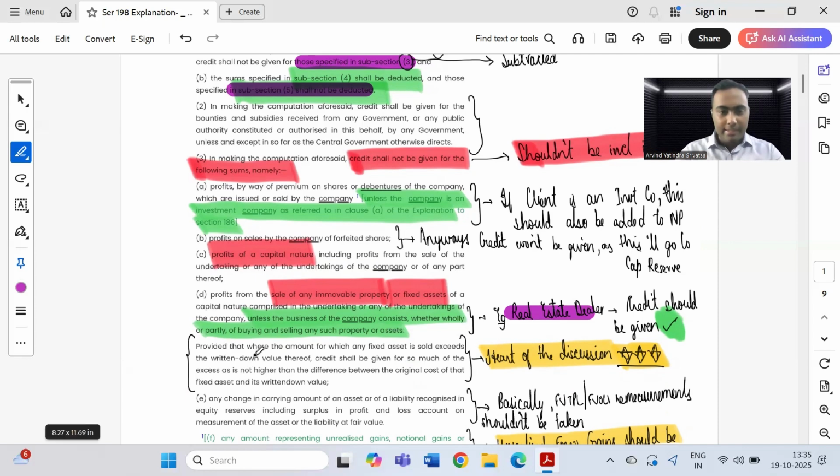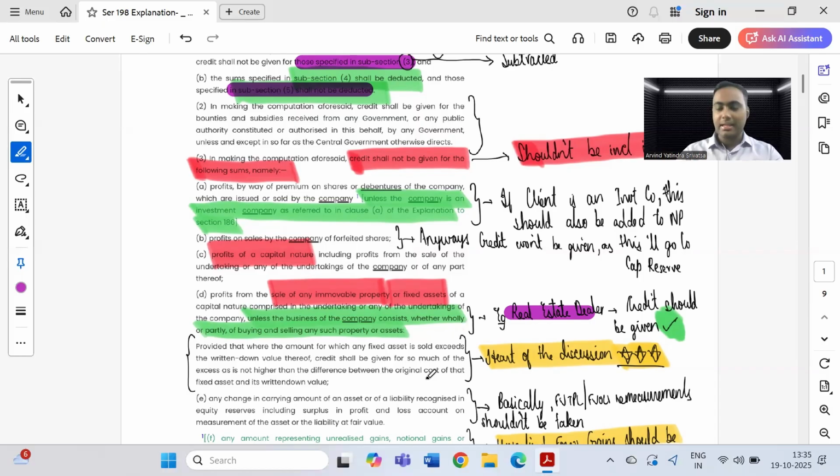And this point, provided that where the amount for which any fixed asset is sold exceeds the written down value thereof. Basically, you're selling the asset at a profit. That is, you're selling it at above the written down value. Credit shall be given for so much of that excess as is not higher than the difference between original cost of that fixed asset and its written down value.